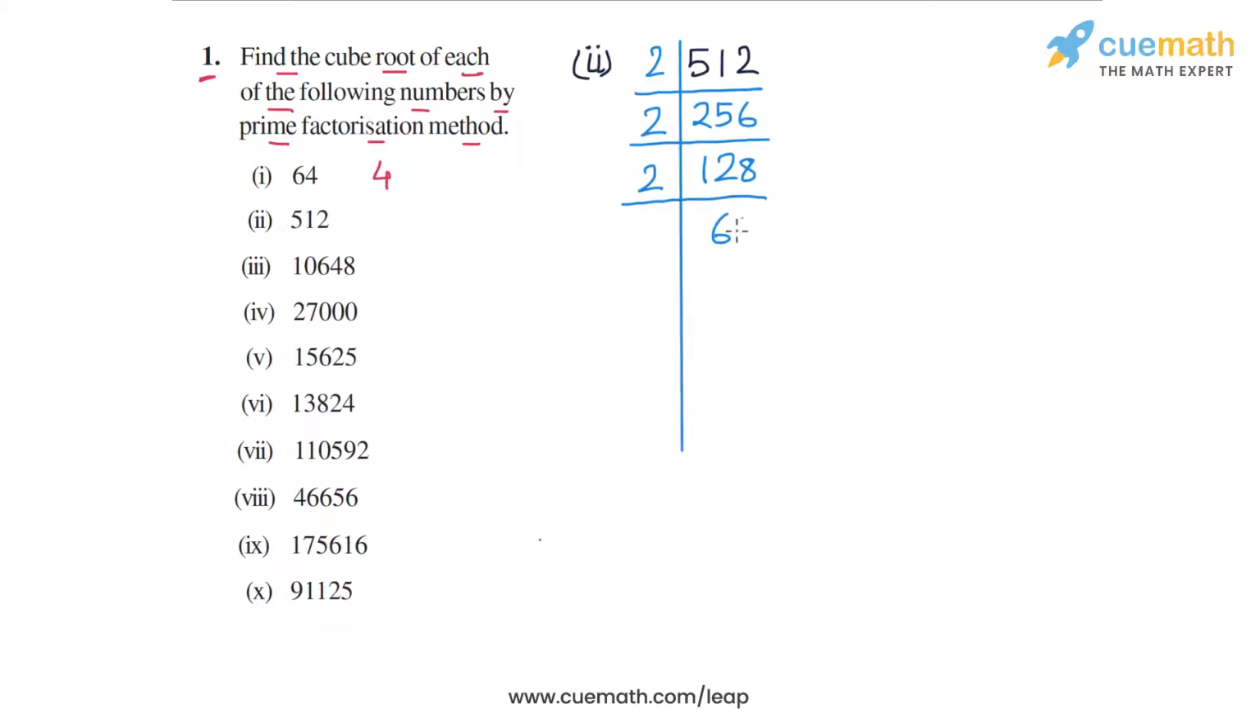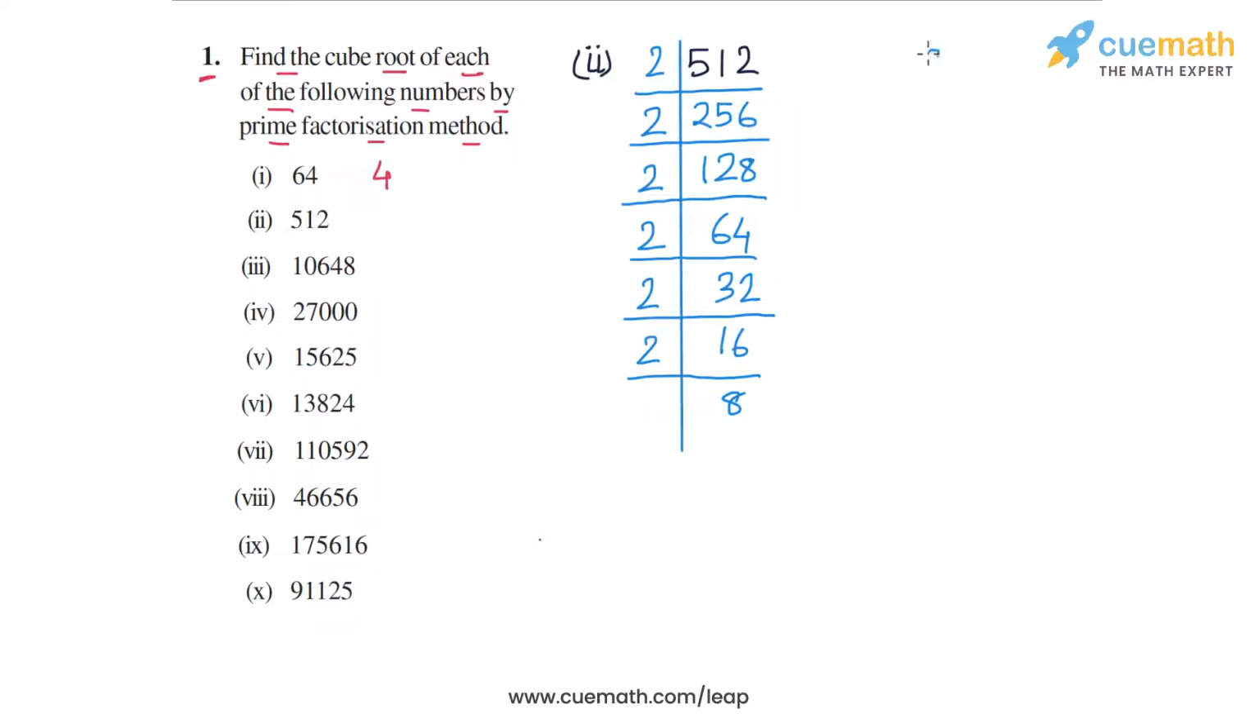Now let's do part 2. The number in part 2 is 512, and once again we will start by prime factorizing this number. So this number is a multiple of 2, so we divide by 2 and that gives us 256. Still even, so we take out another 2, that gives us 128. This is also even, so we divide by 2 again, that gives us 64. 64 is also even, so we divide by 2 again, gives us 32. We take out one more 2, that gives us 16. We take out one more 2, that gives us 8.